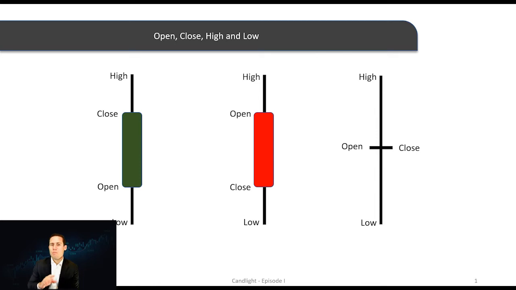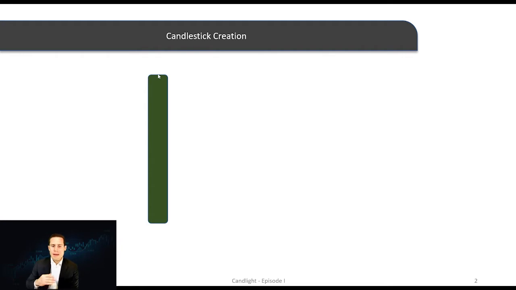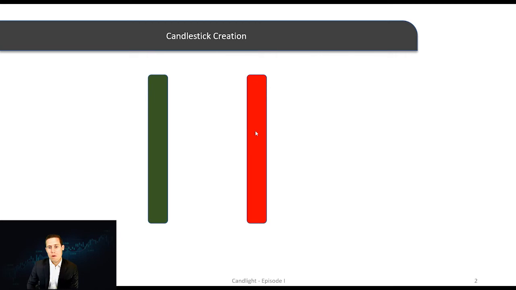So now let's go over just a very basic understanding of how they're formed with a little bit of animation or movement. We're not going to go over wicks just yet. Let's just keep it really simple. So let's go over a bullish candle. Price opens and then rallies and closes. Now in the market, you don't get that smooth movement. It's a bit more jittery, but that's exactly how a green candle forms. It opens at this point and then closes above. A bearish candle opens at this point, falls, and closes below the open.